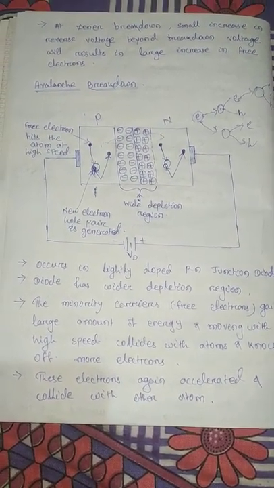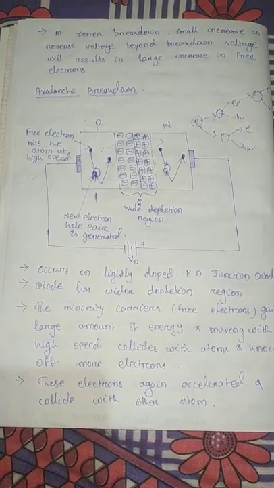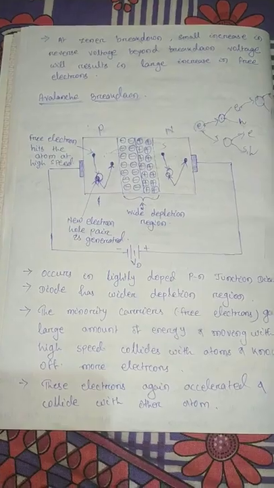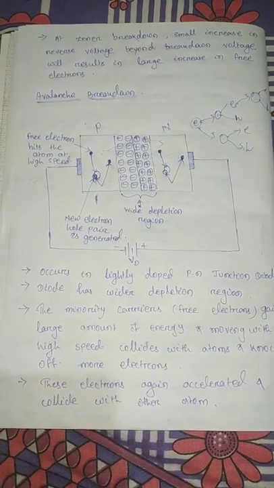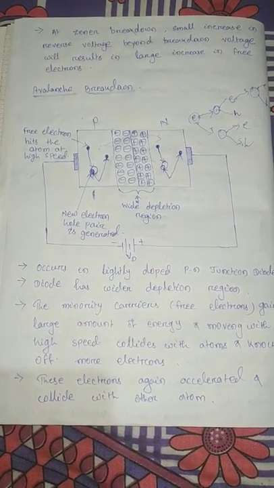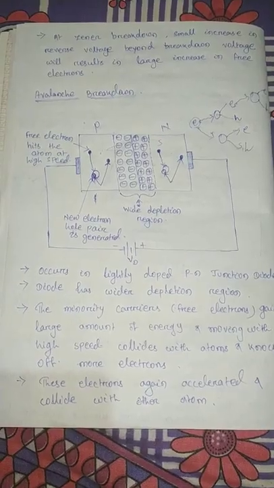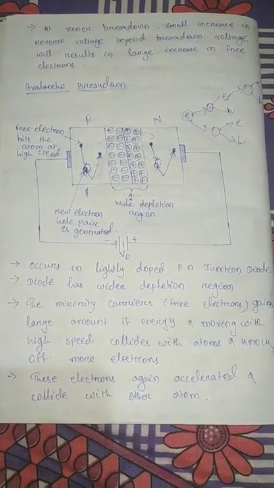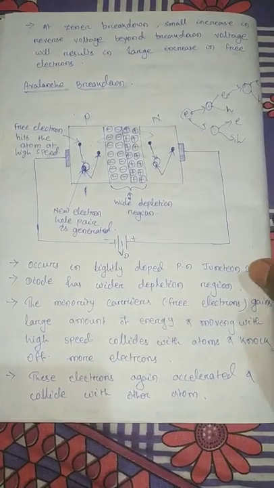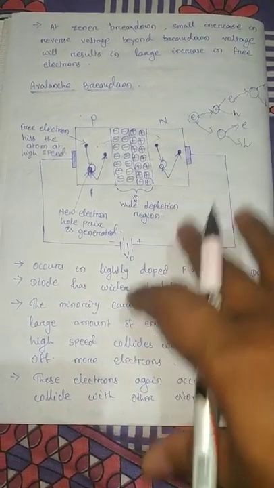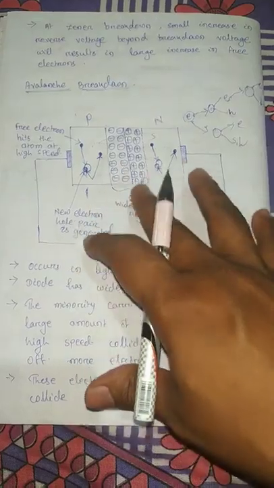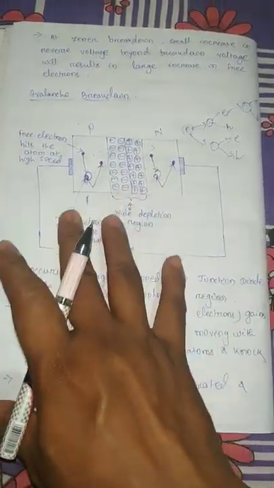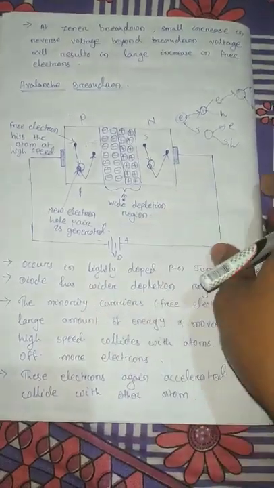Due to this generation of a large amount of free electrons, the electric current in the diode increases suddenly or rapidly. This sudden rise in the current may destroy the junction, and this type of breakdown is known as avalanche breakdown. I hope you can understand these two mechanisms, the Zener breakdown and avalanche breakdown.